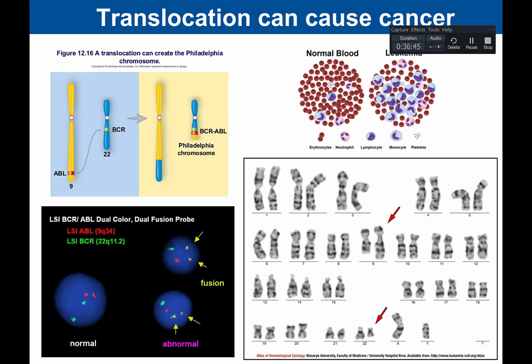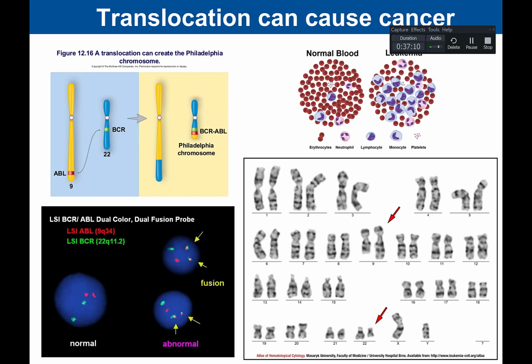And what ends up happening is you get this nondisjunction and you get this crossing over, this translocation, where they're going to switch pieces of DNA. And what that does is that brings that BCR and that ABL, those genes together, and it produces a fusion protein. So if you look on the bottom here, this is a technique called FISH.